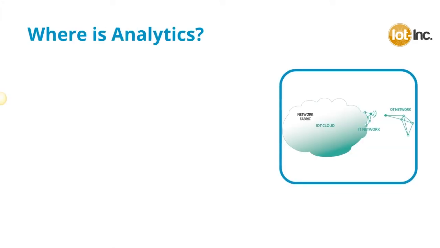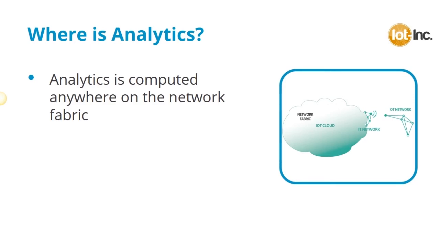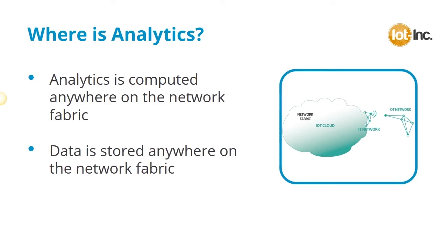A good question to ask is, well, where is the data analytics? Well, analytics is computed anywhere on the network fabric. Data is also stored anywhere on the network fabric. So the analytics can occur on the embedded system to do so-called edge computing. It can be on the fog, so that would be in the gateways on the OT network or the IT devices such as firewalls and switches in the IT network, or it can be performed on big servers in the IoT cloud.